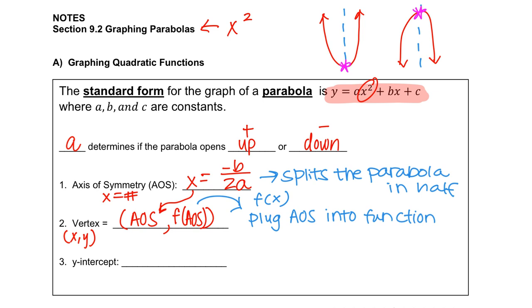And then the last one is the y-intercept. So that's where the graph crosses the y-axis. And that is also a point. The point is 0, comma, C. So the letter C.